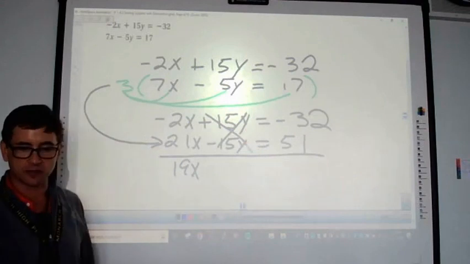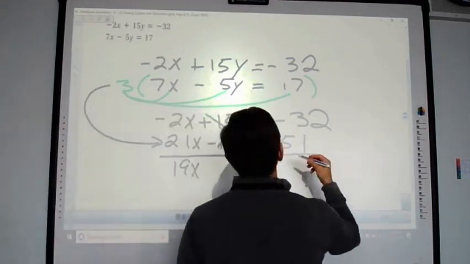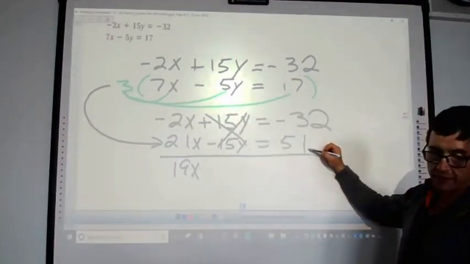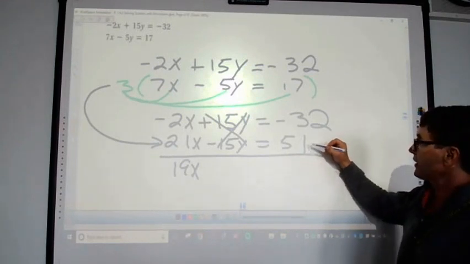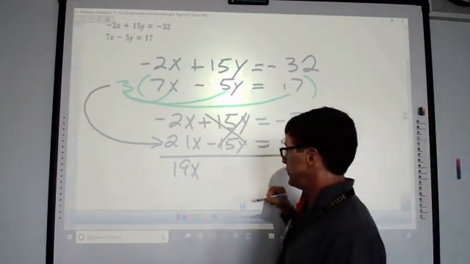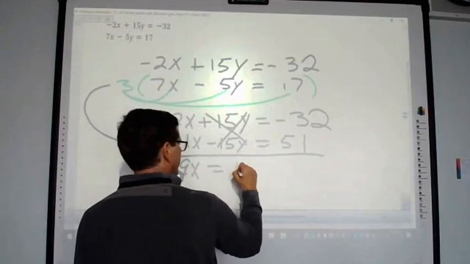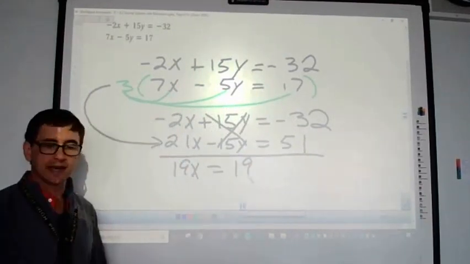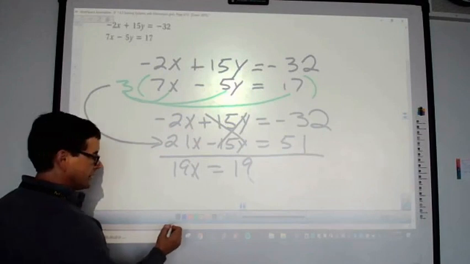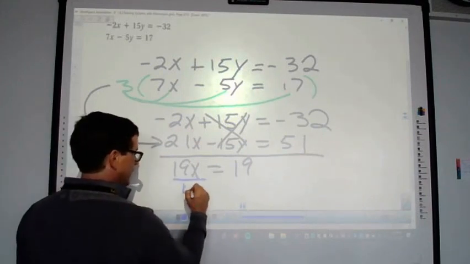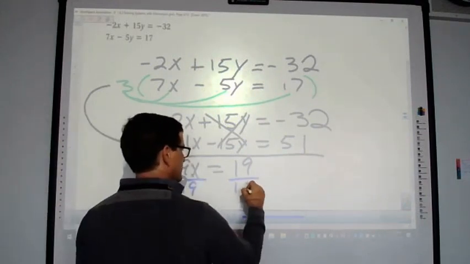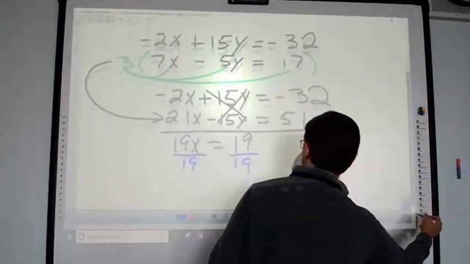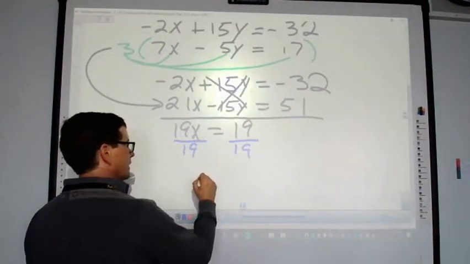15y and negative 15y cancel. And then 15, that was a dyslexic moment right there. 51 minus 32 is 19. So I get 19x equals 19, and then all I got to do is divide both sides by 19, and I get x equals 1.